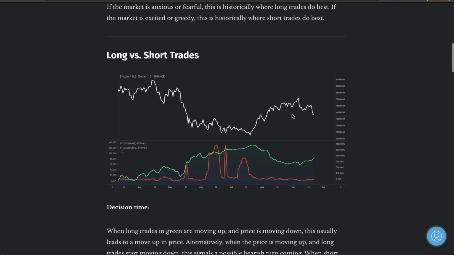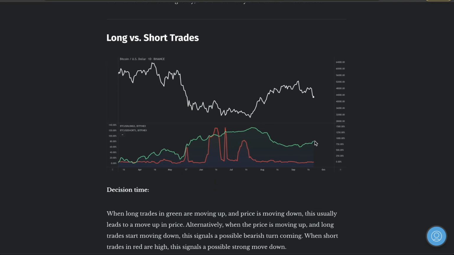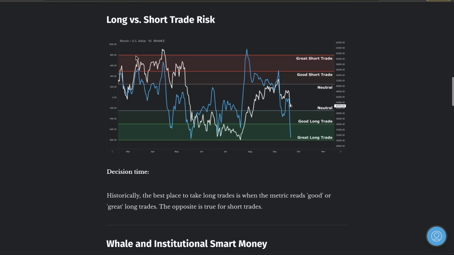Now moving down here, if we start seeing the long and short trades really decrease, like if long trades decrease out of the market and short trades increase, that might be a place where you want to take some profit, okay? Looking at this more down here, long or short trade risk, if this is saying great long trade, hey, good job at getting into those metrics.